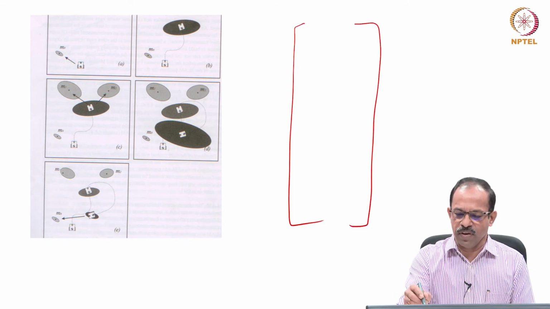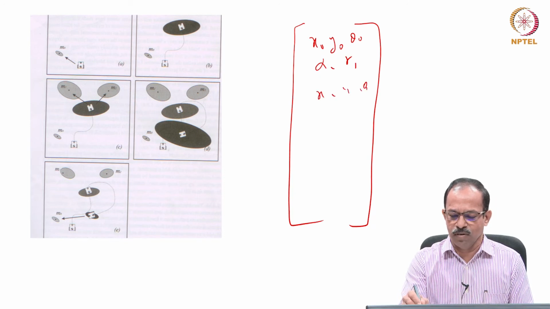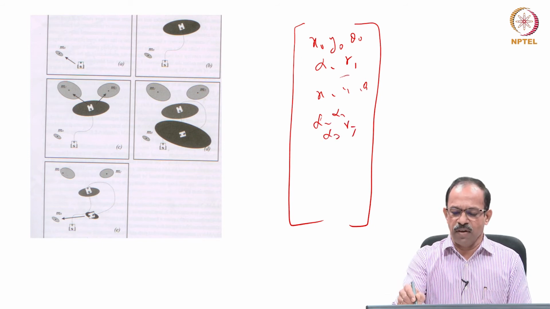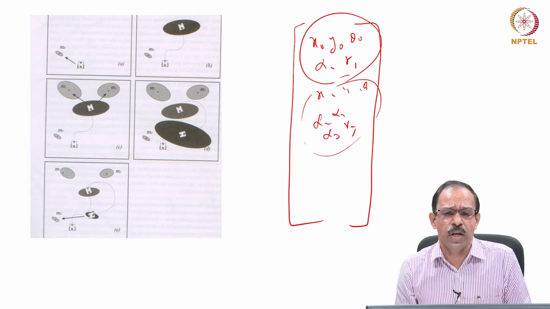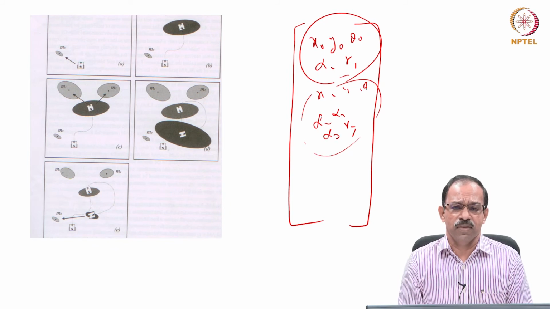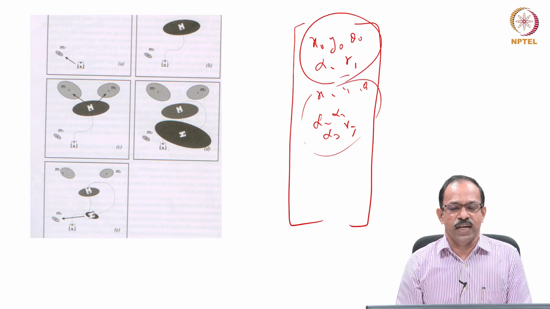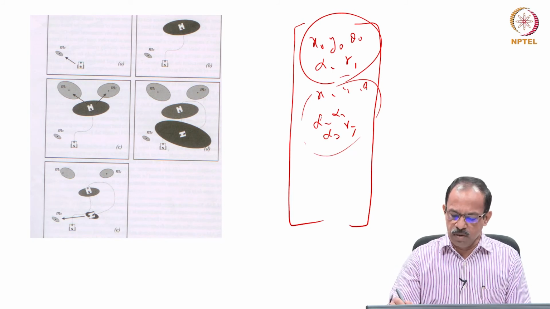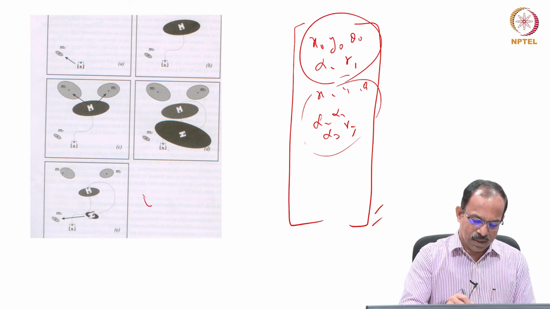Initially you will be having x0, y0, theta 0, and then alpha 1, r1, and then x1, y1, theta 1, then alpha 2, r2, alpha 3, r3. So, at every stage you will be having these parameters to be updated. You will be having a state vector whose dimension depends on the space and the number of images.